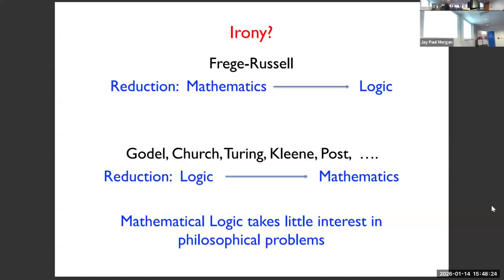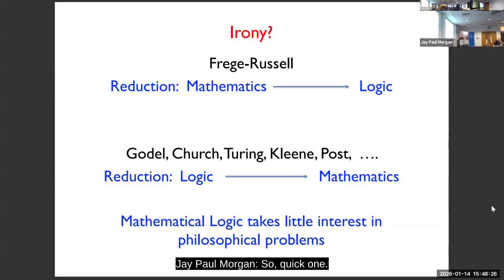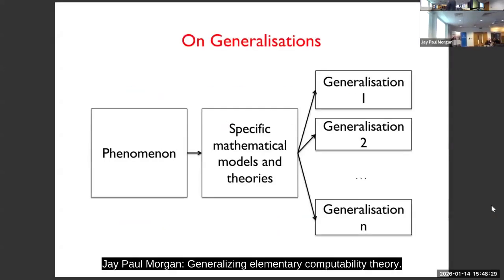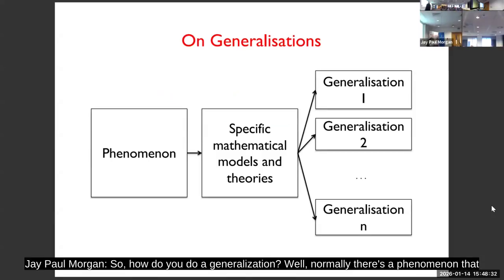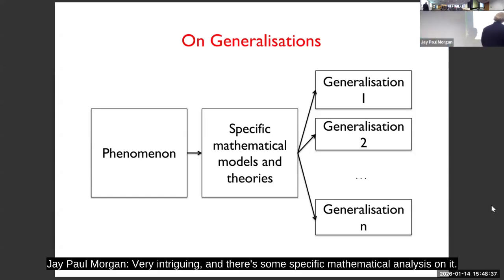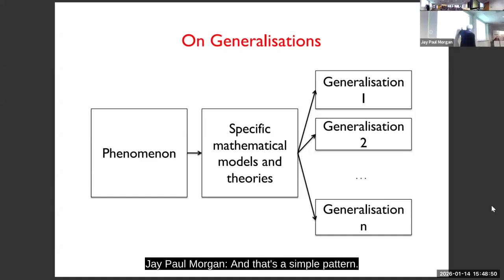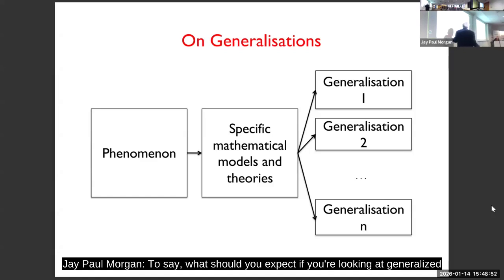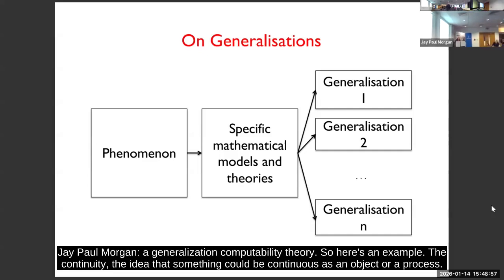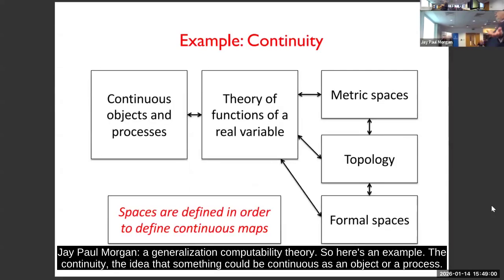And of course, new things come along. So, quick one. Generalizing elementary computability theory. So how do you do a generalization? Well, normally there's a phenomenon that's really intriguing, and there's some specific mathematical analysis of it. But once that's settled and it works and people are happy with it, people then take aspects of it and make different generalizations. And that's a simple pattern to say, what should you expect if you're looking at generalization of computability theory?